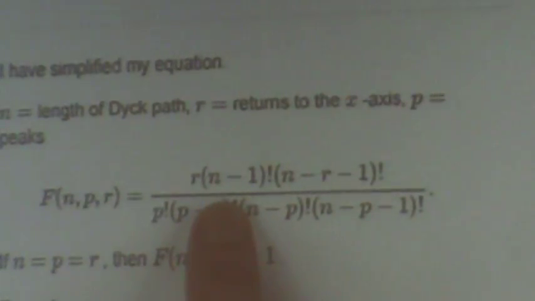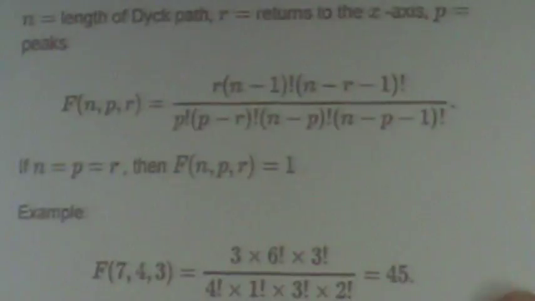What we've got here is R, which is the number of returns, N, which is our semi-length, and down here P is for the peaks. An example of it here is putting the numbers in there with factorials: 45. So there are 45 big paths with 4 peaks, 3 returns, and a semi-length of 7. And I checked with the previous results that I've got. So I posted that back on there.